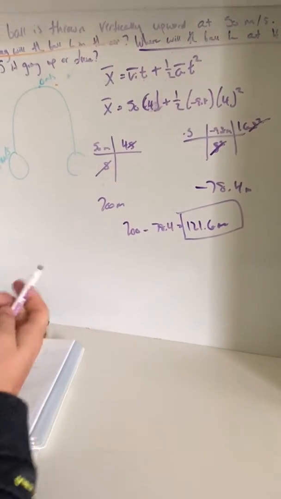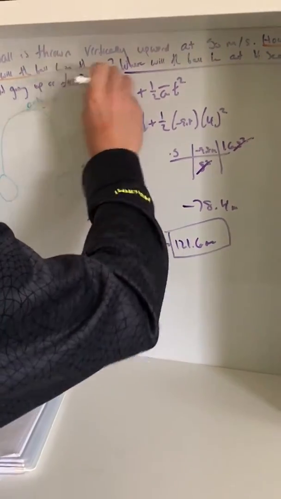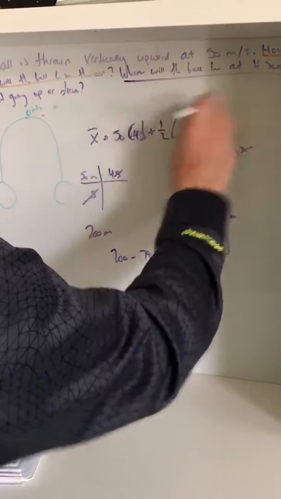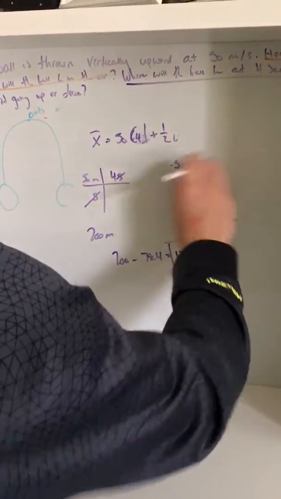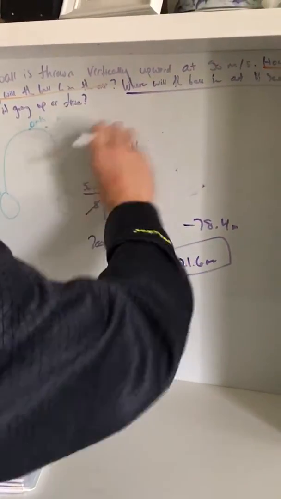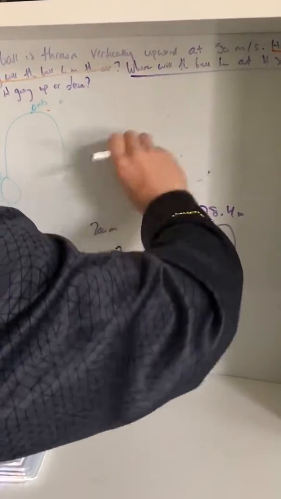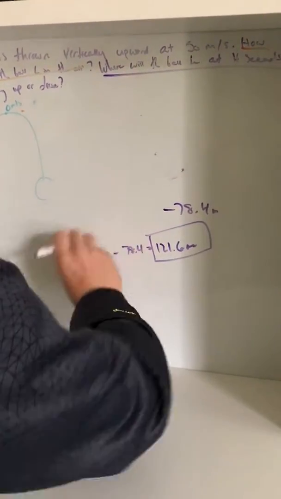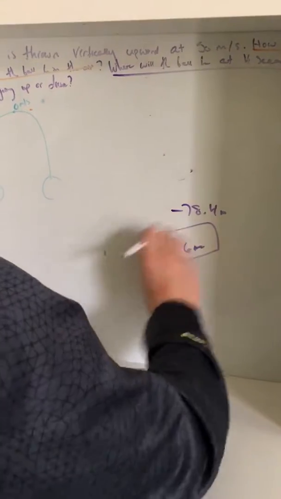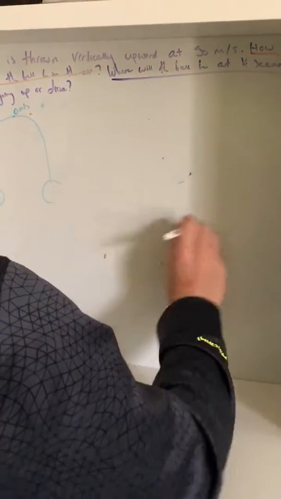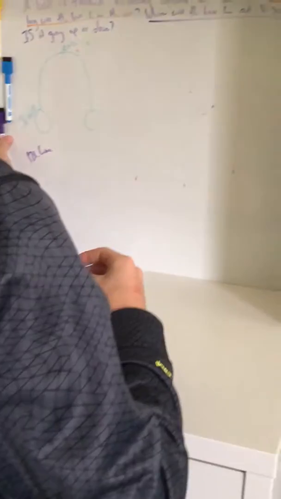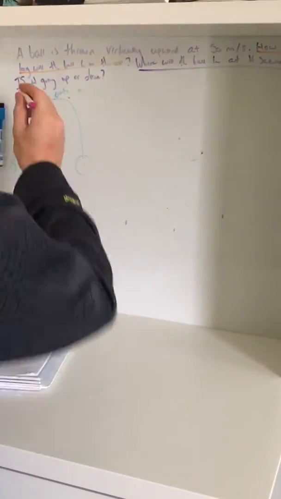All right, so now we erase this. That answers the second part of our question. And now on to the third part of our question. We'll just leave this 121.6 over here, because we're going to need it. Okay, so now our third part of our question is asking, is it going up or down?